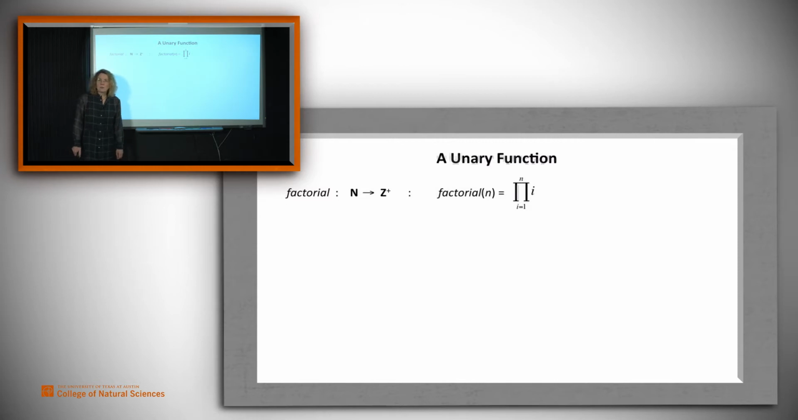Here's a simple unary function. Factorial maps from the natural numbers to the positive integers, and factorial of some number n is just the product of the positive integers from 1 to n. So for example, factorial of 4, often written 4 exclamation mark, 4 factorial, is 1, 2, 3, 4, multiplied together to give you 24. Just to make it clear, the boundary case, by definition, 0 factorial is 1. So we can map from the natural numbers that include 0 to the positive integers using this definition.